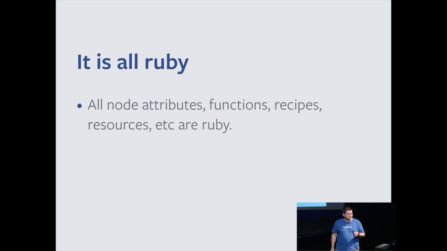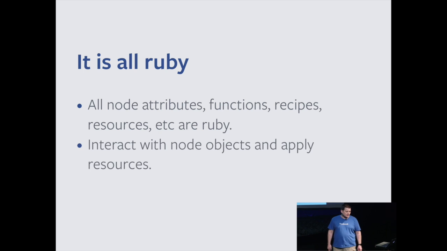It's all Ruby, and literally everything about Chef is Ruby. All attributes, functions, and recipes are Ruby, and the resources are all Ruby-based. You can use Ruby to iterate node objects and take action based upon data within the node. You can dynamically change settings based upon data that's in the node. The customization possibilities are endless. You can do anything you really need to do.